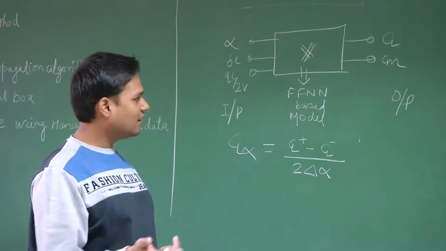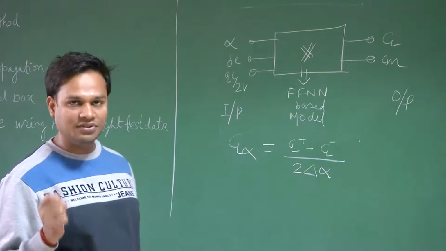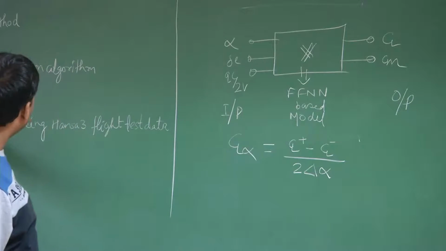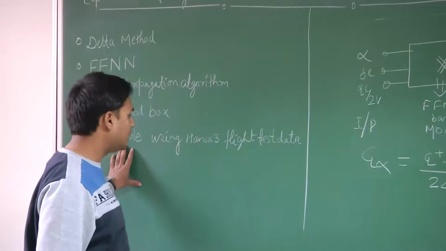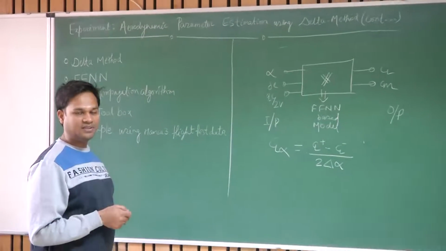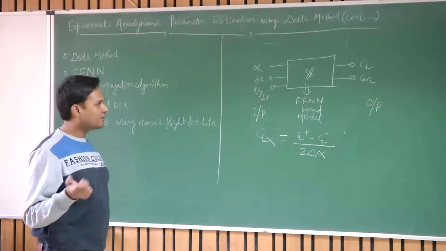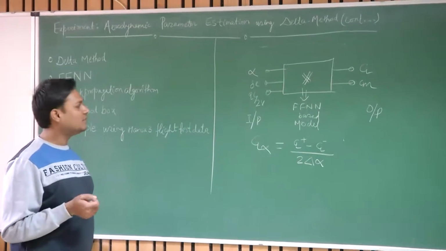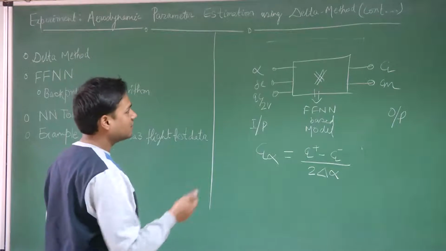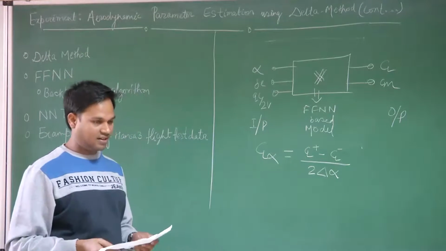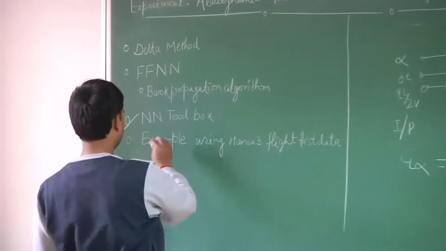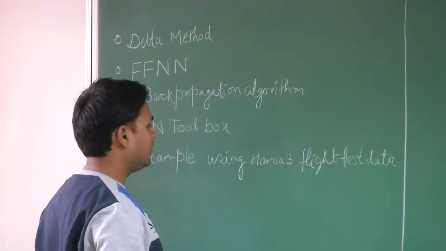I'll demonstrate with the help of Hansa 3 data. I'll be talking about the examples with Hansa 3 flight test data, and how to estimate the parameters. Then you can see the results, and after learning this method you can also try some different flight data to estimate the parameters. Okay, so I'll start showing you the NN toolbox. We learn the NN toolbox in this session, and then this example.